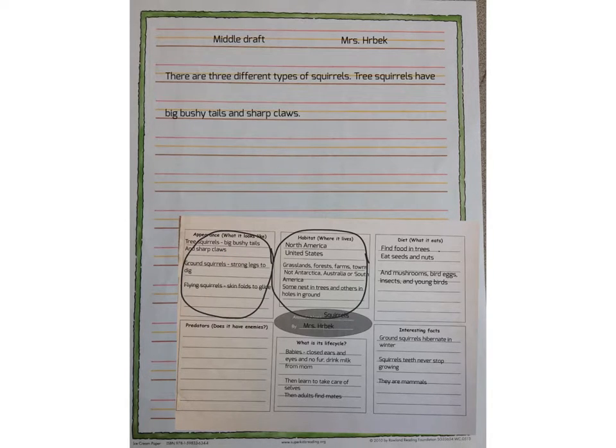Take a look at your first fact and then write a complete sentence with a capital and a period on your draft paper. After you've done that, you can start with your second fact. My second fact is about ground squirrels and their legs. I'm going to turn this into a sentence and write it on my draft paper.